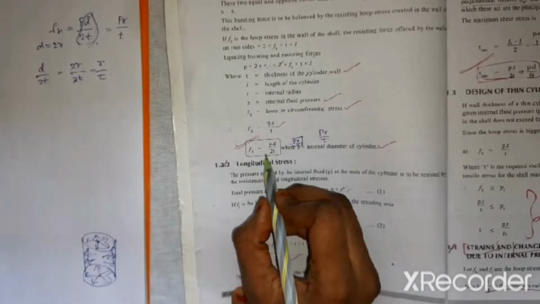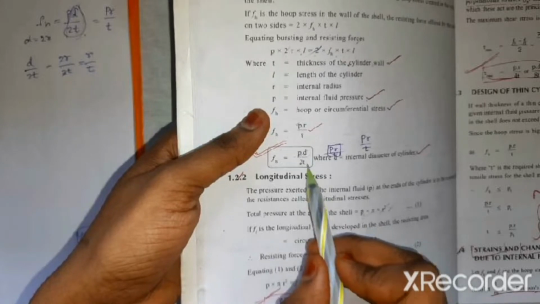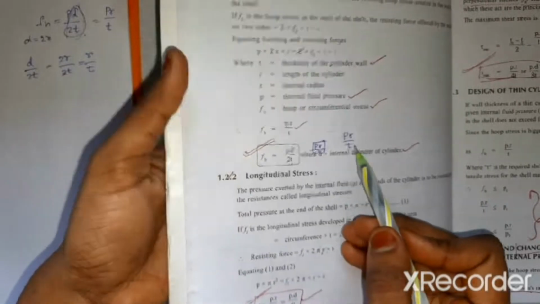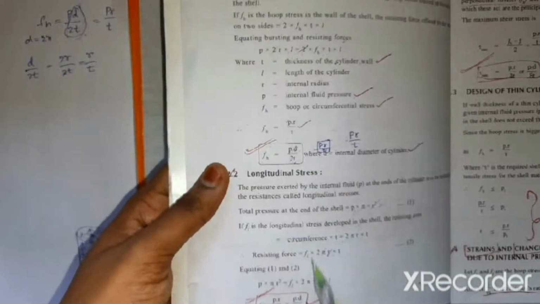In hoop stress, in diameter, FH equals PD by 2T. If it is in the radius, PR by T. Okay, this is the hoop stress. And the next one is longitudinal stress.